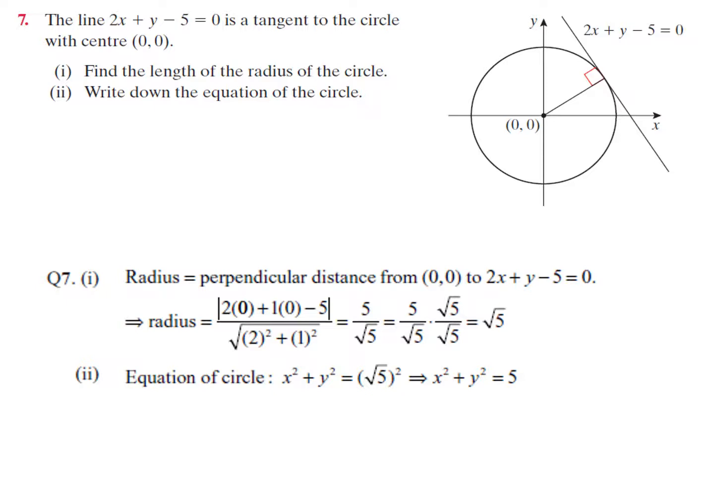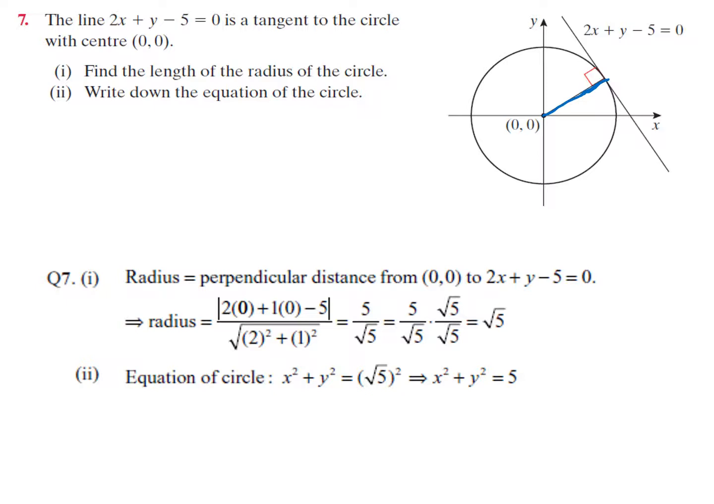So question 7: the line 2x plus y minus 5 equals 0 is a tangent to the circle with center 0, 0. Find the length of the radius of the circle and write down the equation of the circle. This is very like example 2, which we did yesterday in class 9, so that was Thursday. When we did that example, we didn't have the diagram, we had to do a sketch, but they've very kindly given us the diagram in this question to make it a little bit easier. One of the things that we said, and we'll talk about it a little more as we move through the video, is that the radius will always meet the tangent at a right angle when they're at the same point.